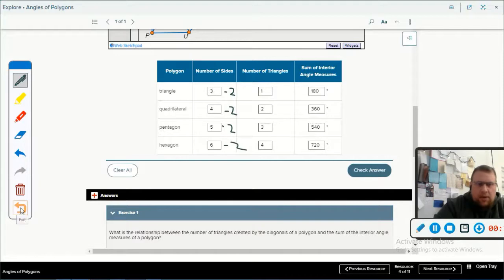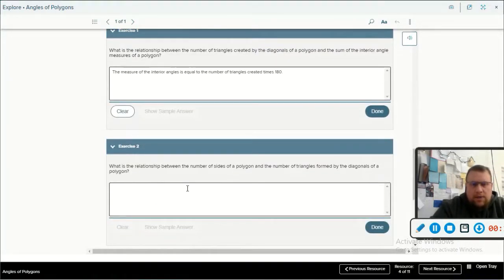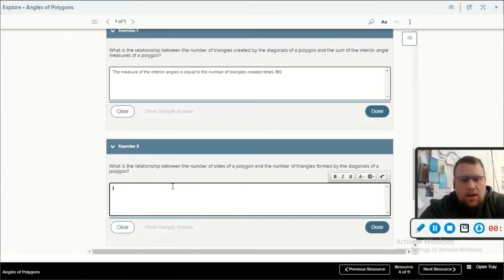So what does that tell me? The relationship is there are 2 fewer triangles created in each shape than sides.